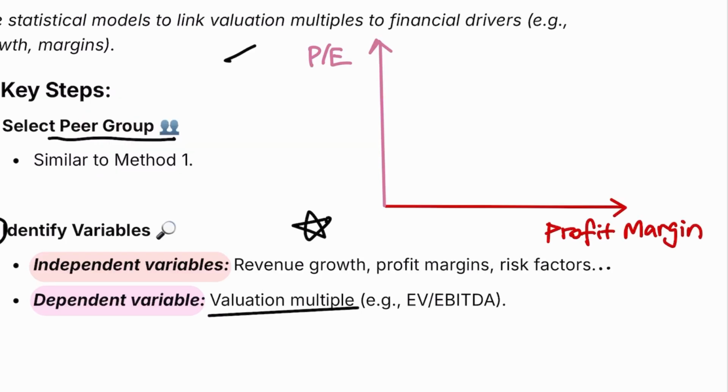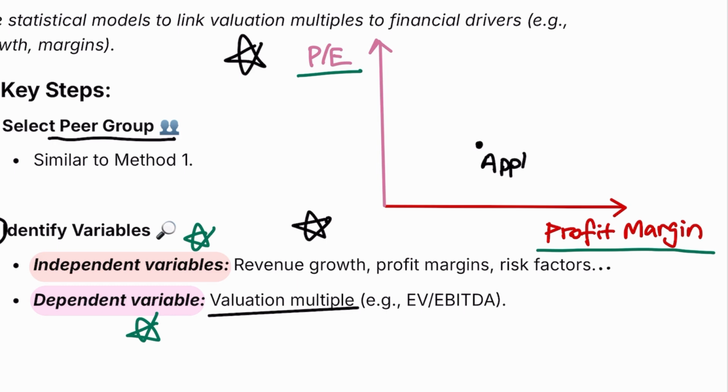Let me use an example to better explain this. Let's take profit margin as the independent variable and P/E ratio as the dependent variable. And we find the corresponding combination of profit margin and P/E for different companies like Apple. For example, Apple lies here, and its peers like Cisco lie here.